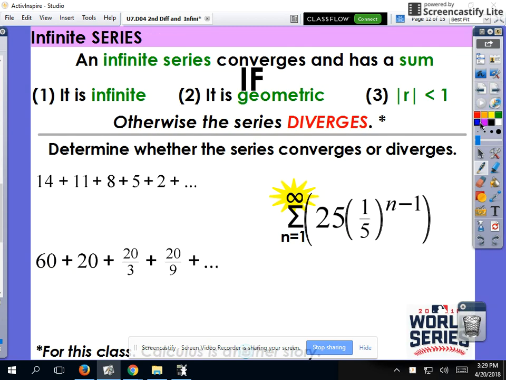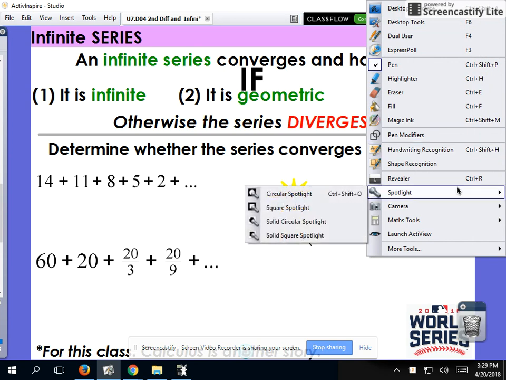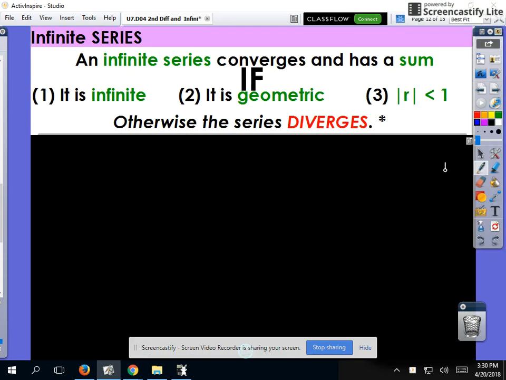All right, so it is possible to talk about the behavior of infinite series. Now that's when you take a sequence and you add all of them up. But there are some very important rules that you need to know with respect to this. Okay, so the first thing is it has to be infinite. Well, obviously.